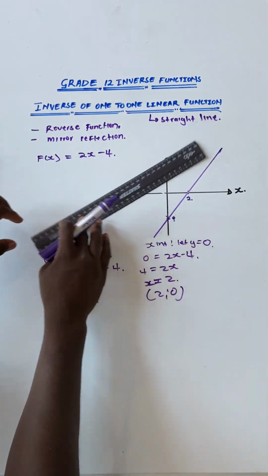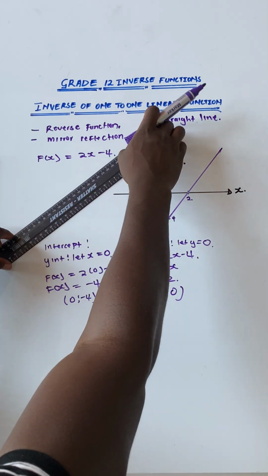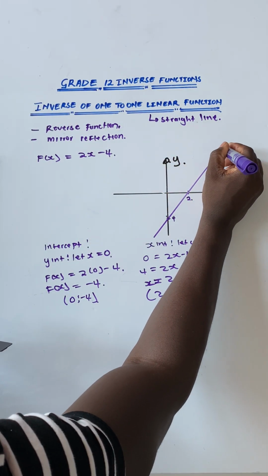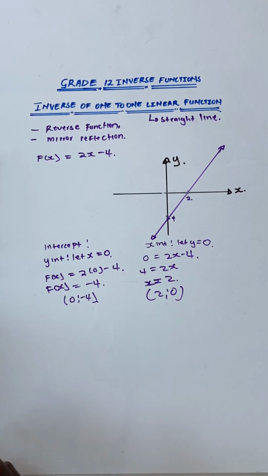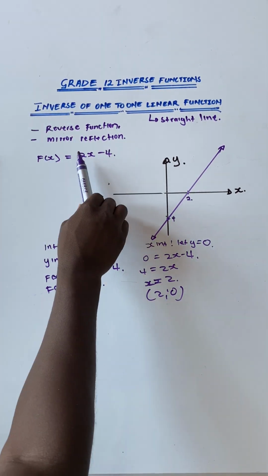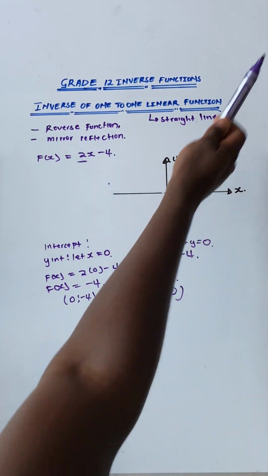I hope this made sense. So this is our linear function here. Even from the gradient being positive, you can tell that this is an increasing function.